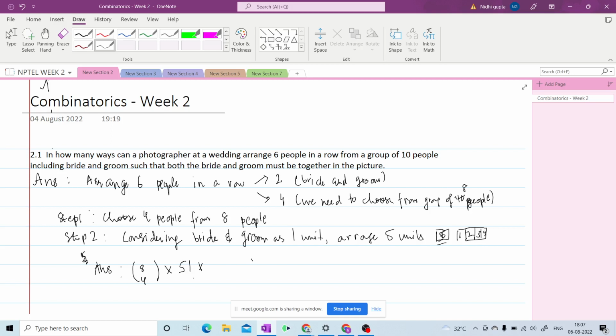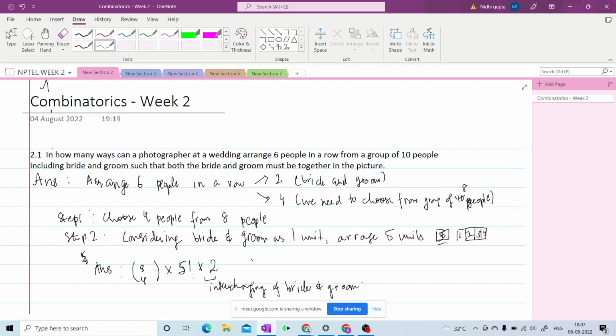Now we have the bride and groom as one unit, but we can interchange the bride and groom also. Therefore, we will also multiply it by 2. This will count the interchanging of the bride and groom. So this is the final answer. Is it clear? Yeah, it's clear.